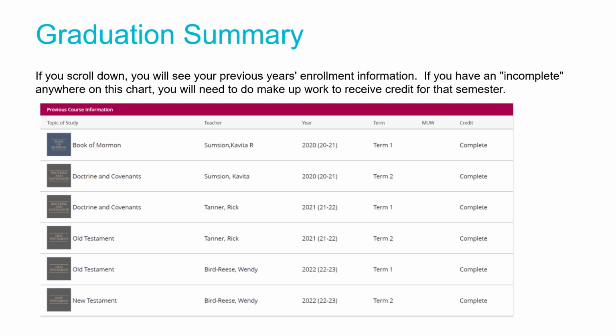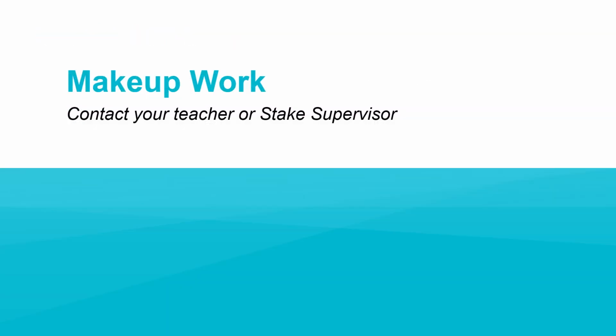If you scroll down, you will see your previous year's enrollment information. If you have an incomplete anywhere on this chart, you will need to do makeup work to receive credit for that semester. If you have done makeup work and submitted it and they've updated the records, it might not show in MySeminary, but the church schools will see the most recent updates. For more information on makeup work, contact your teacher or your stake supervisor.